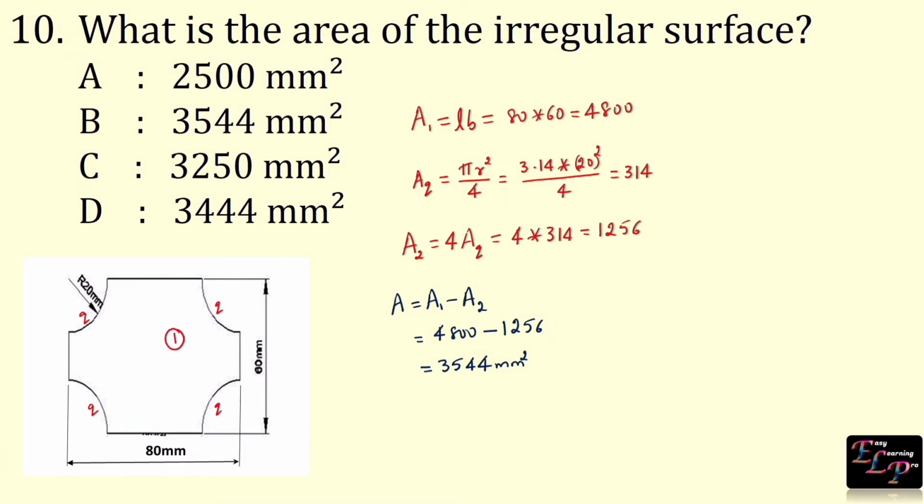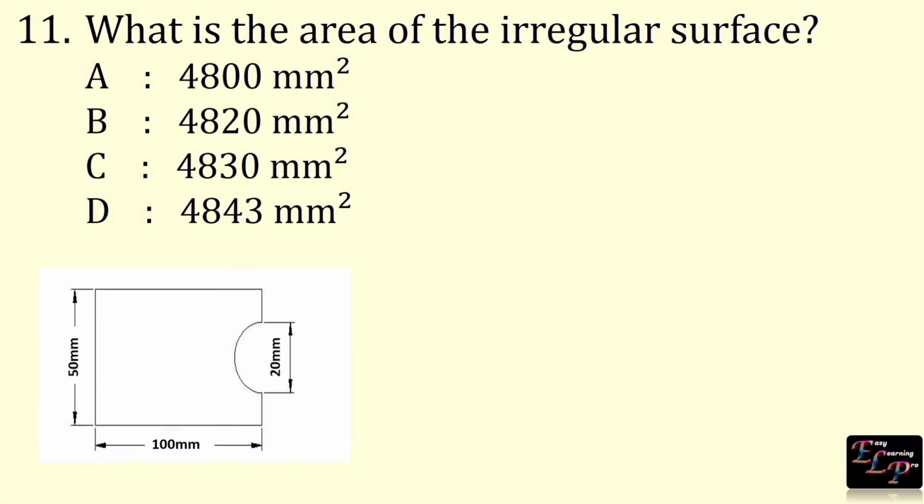The correct answer is option B, 3544 mm square. What is the area of the irregular surface? Here we have 2 shapes. First shape is a rectangle with dimension 150. Second shape is a semicircle with diameter 20 mm.